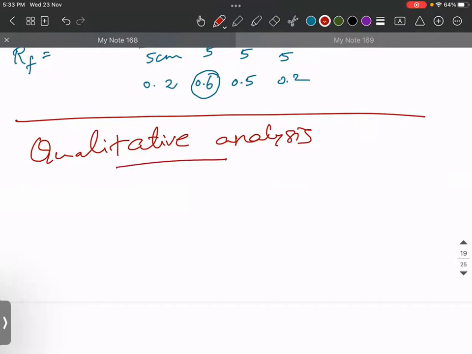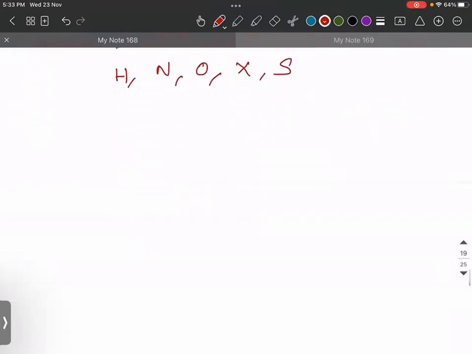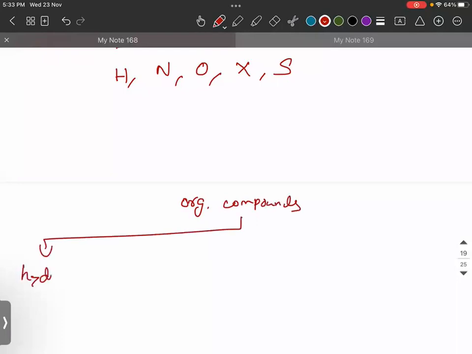So when you are given an organic compound, you have to analyze it. Organic compound means you have carbon. Other than that, you have hydrogen, nitrogen, oxygen, halogen, sulfur. When carbon and hydrogen are there, it means hydrocarbon. When carbon and hydrogen are along with oxygen, organo-oxygen compounds. So how are we classifying organic compounds? We are classifying them into hydrocarbons and organo-oxygen compounds.